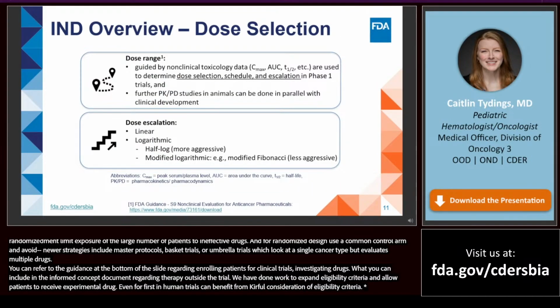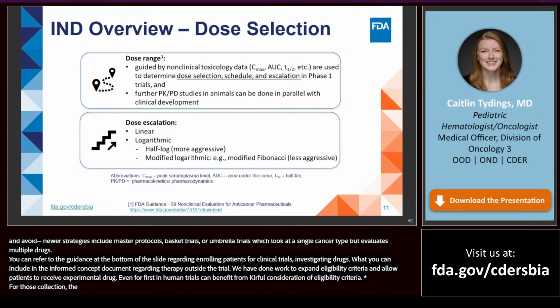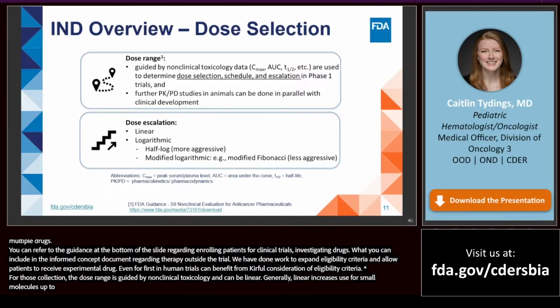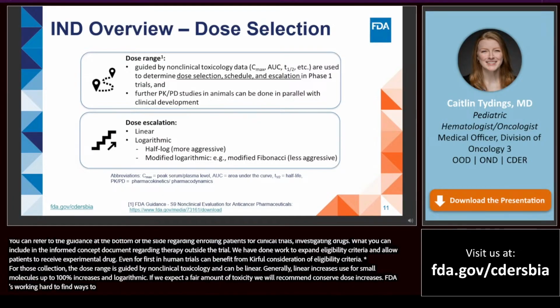For dose selection, the dose range is guided by non-clinical toxicology, and dose escalation can be linear or logarithmic. Generally, linear increases are used for small molecules with up to 100% increases, and logarithmic increases are used for proteins. If we expect a fair amount of toxicity, we will recommend conservative dose increases. FDA is working hard to find ways to better optimize dose selection, and we have a working group called Project Optimus undertaking this very important task.